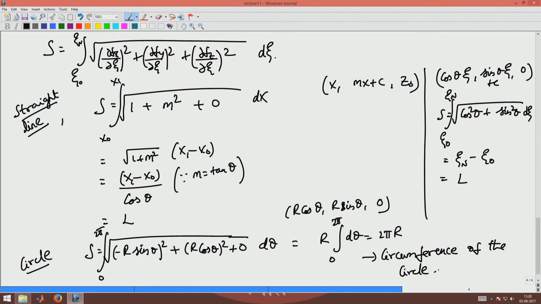Okay. So, this is how you find the arc length of a curve.